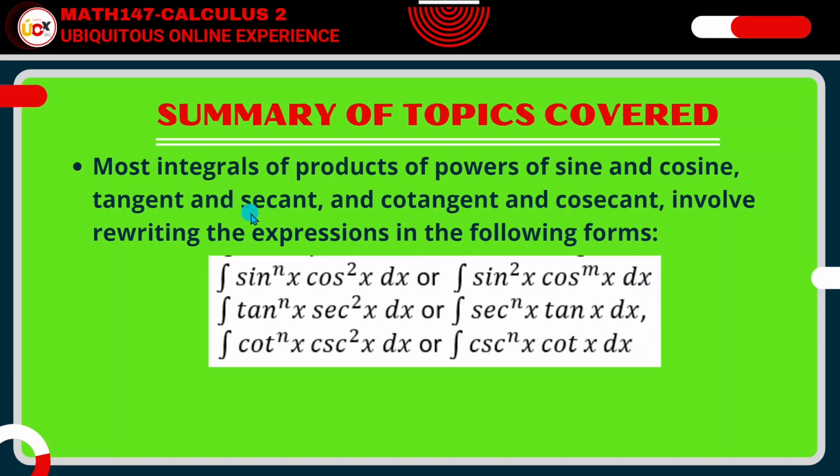For powers of tangent and secant, we can rewrite this as the integral of tangent to the nth x secant squared x dx, or the integral of secant to the nth x tangent x dx. For products of powers of cotangent and cosecant, we can write this as the integral of cotangent to the nth x cosecant squared x dx, or the integral of cosecant to the nth x cotangent x dx.